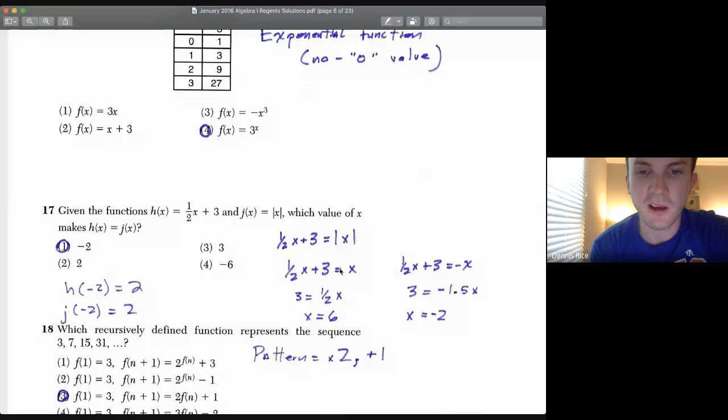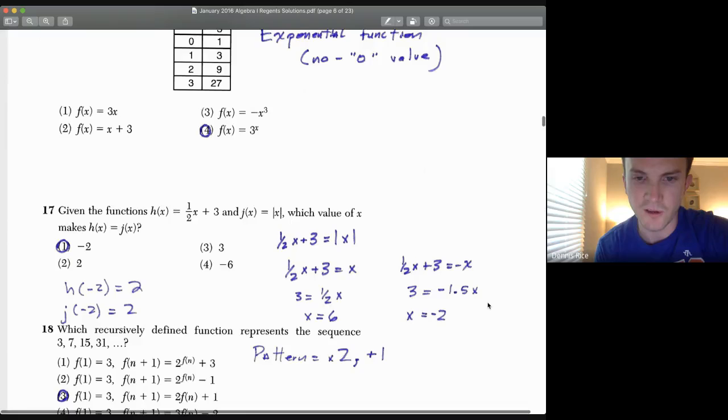For number 17, read carefully. What's the x value where these equal each other? You could type these into y equals, go to the table. I feel like every other question you could use y equals, you could use your calc. You could type these in y equals, go to your table, and notice that at negative 2, they both have an output of 2. So the x value of negative 2 will make them equal to each other.